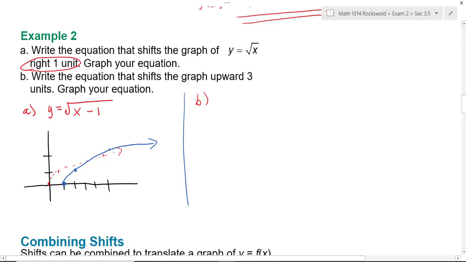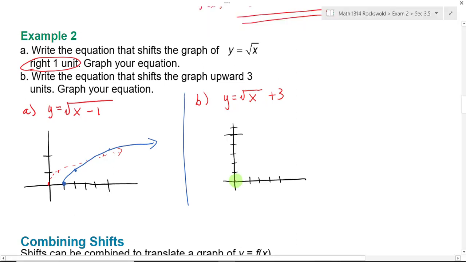Part B. We want to write the equation that shifts the graph of y equals square root of x up 3 units. What will that equation look like? Y equals what? Do I have anything under the radical with the x? No. What do I have? Just a plus 3 on the outside.